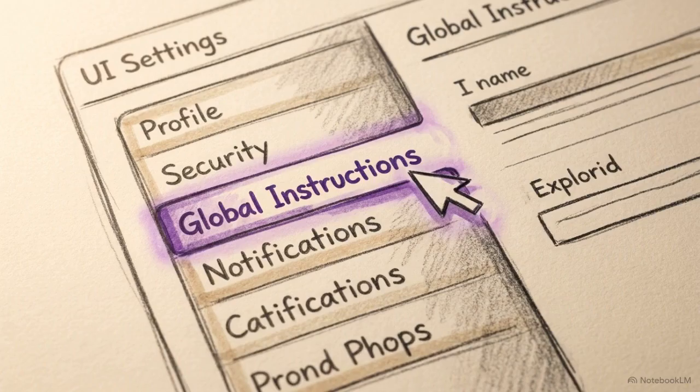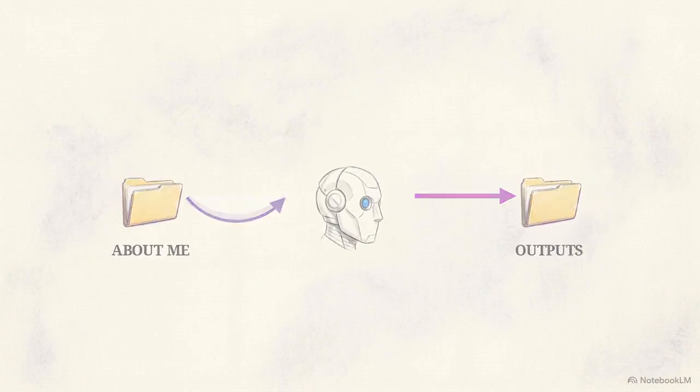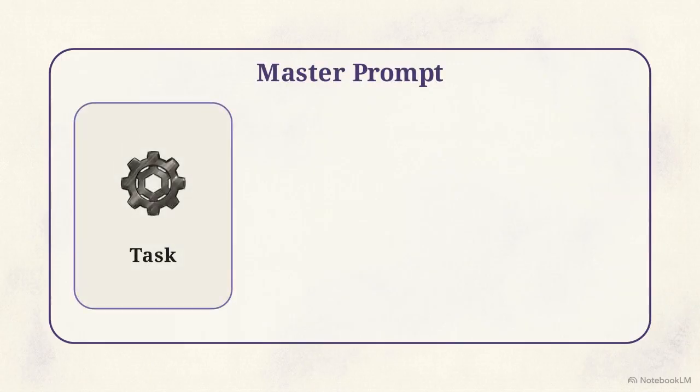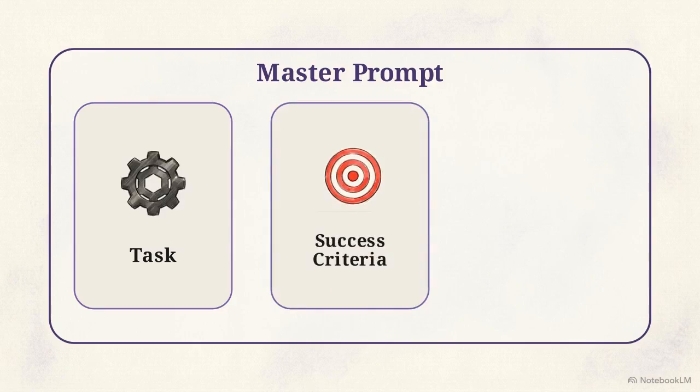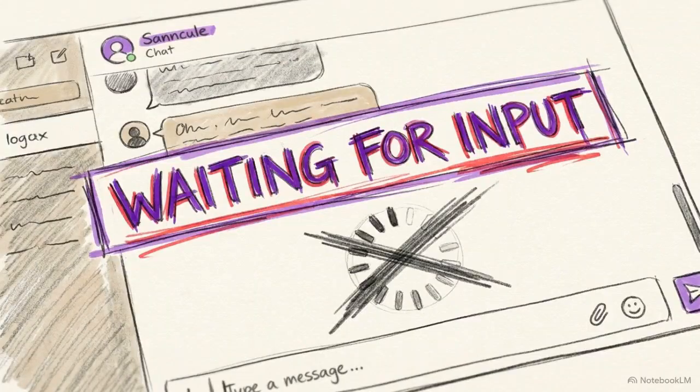Open the application settings in Claude Desktop and navigate to the Global Instructions configuration panel. Set your standing orders to mandate the AI reads your About Me folder before starting and saves deliverables strictly into outputs. This replaces long instructions with a master prompt framework. I want to complete a task meeting specific success criteria, followed by Ask User Question. That final parameter, Ask User Question, is critical.